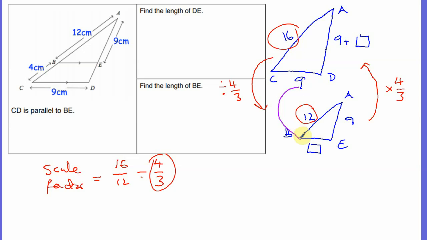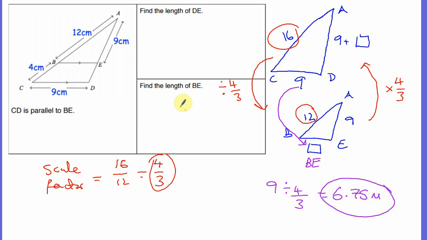So moving from this side to this side, so this would be length BE, we're going to do 9 divided by 4/3, which is 9 divided by 4/3, not a very nice number, but 6.75 meters. So that's going to be our answer for this one.